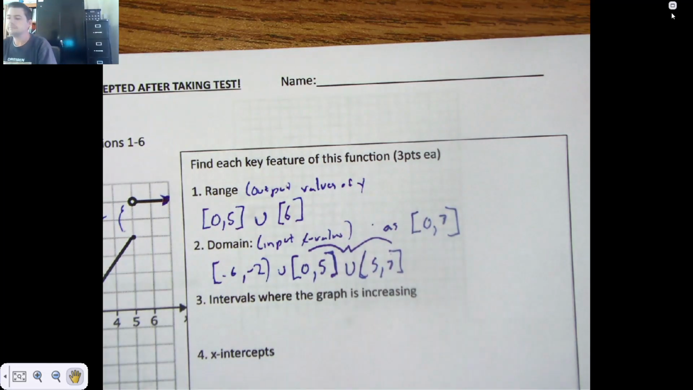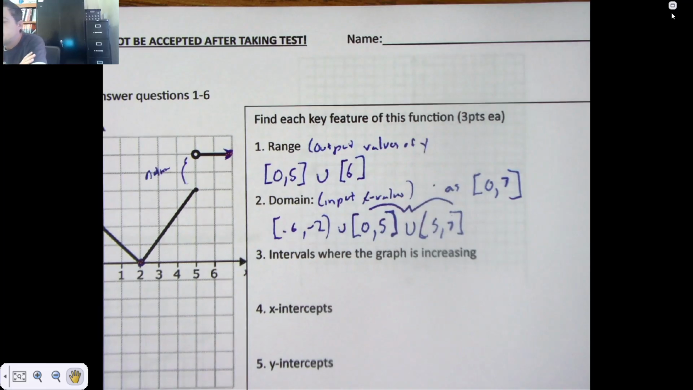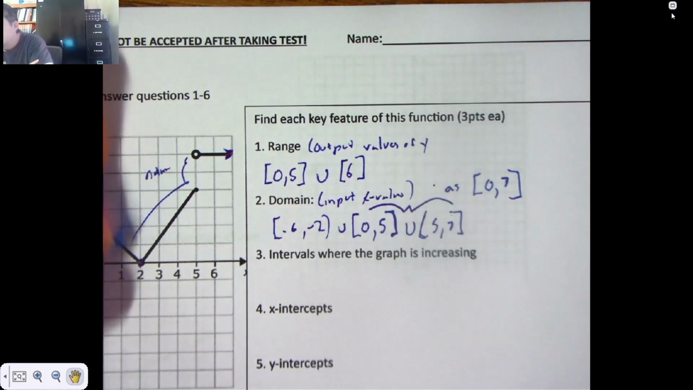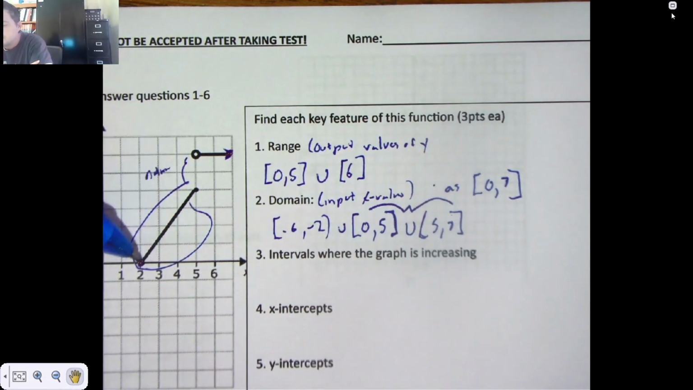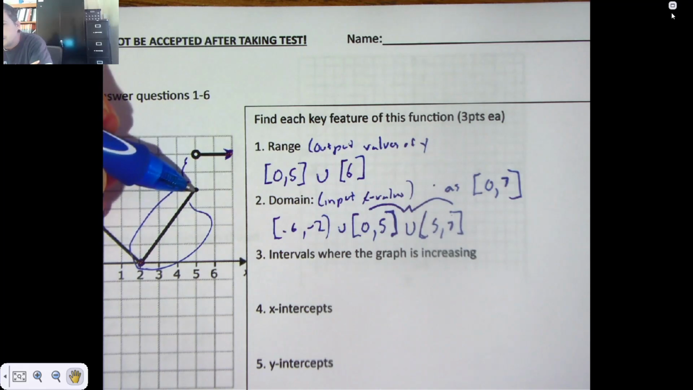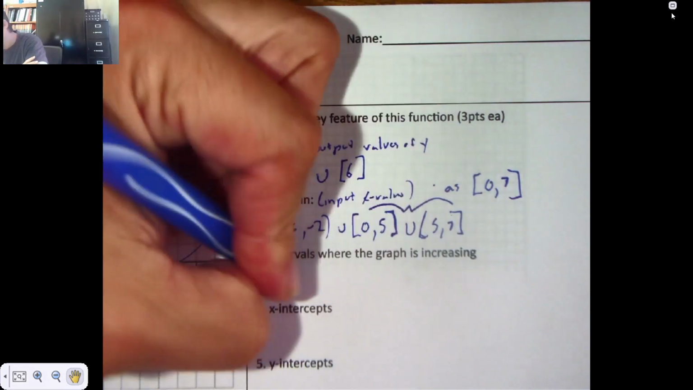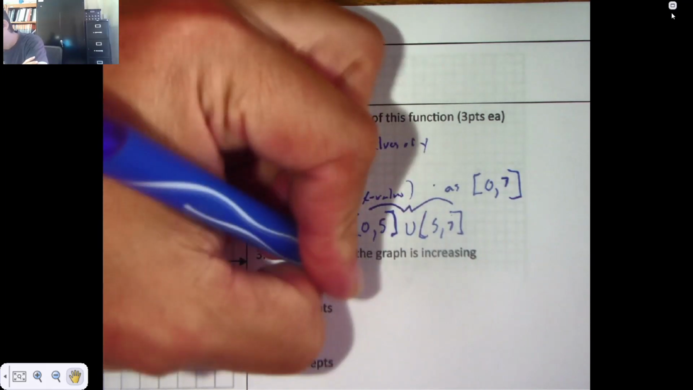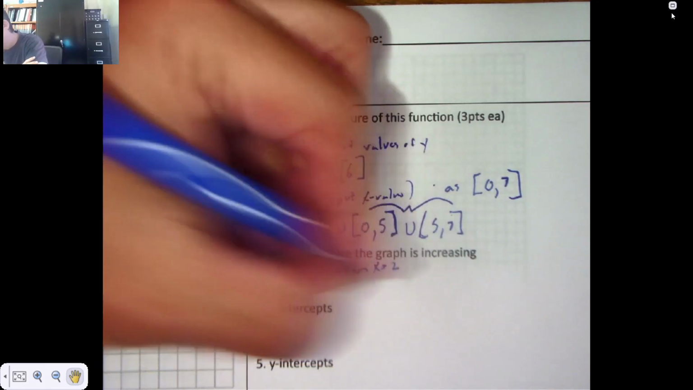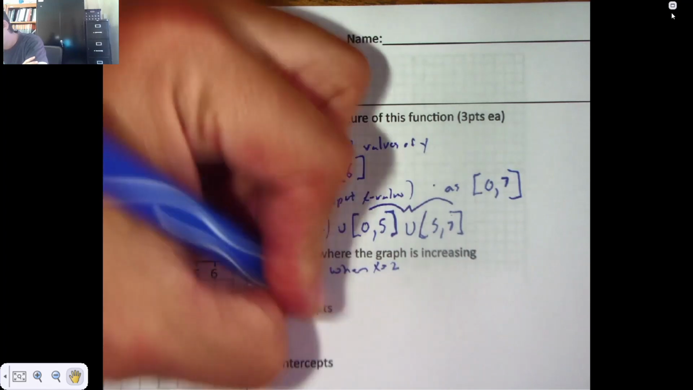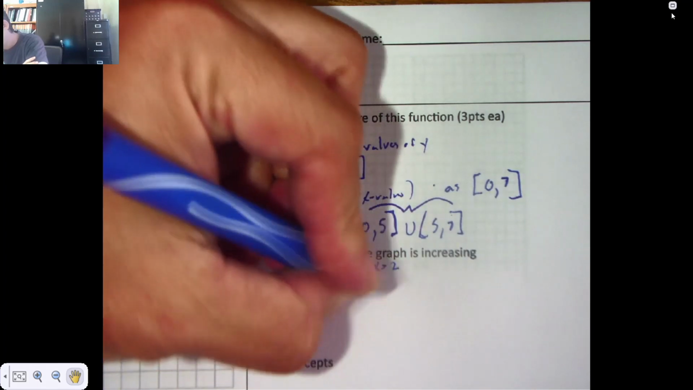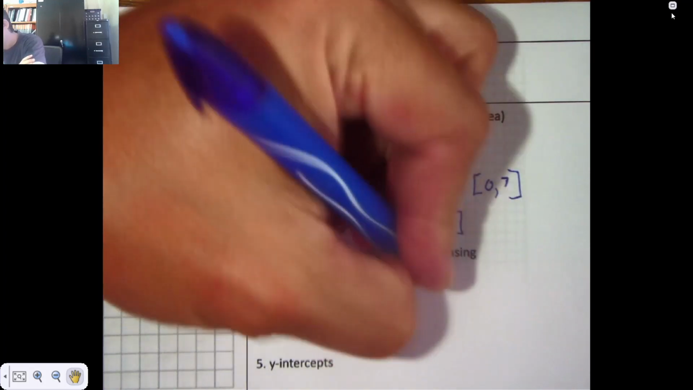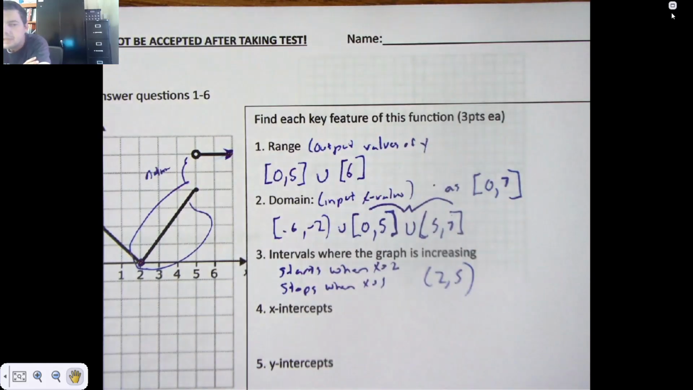All right? It's okay. Intervals where the graph is increasing, there's only one. It happens here. It starts when the x value is 2, stops when the x value is 5. I'm going to write that out too, because some of y'all just don't get it. Starts when x is 2, stops when x is 5. So that's written 2 to 5 as an interval. That is not an ordered pair.